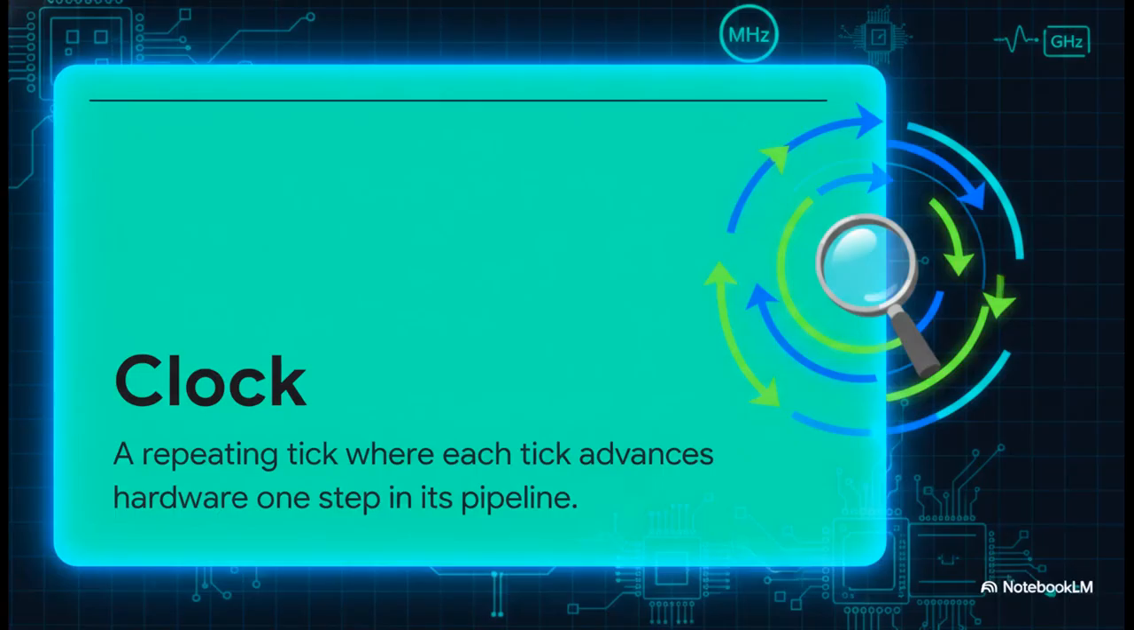Well, to solve this, we kind of need to define what a clock actually is in machine learning terms. It's really just a repeating tick. The clock speed, which you see as megahertz or gigahertz, is simply how many of those ticks happen every single second. And each tick allows the hardware to advance exactly one step in its pipeline, whether that's executing some arithmetic, loading a memory block, or just shuffling data around.